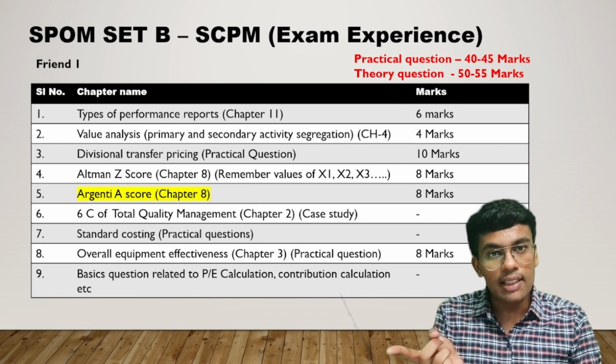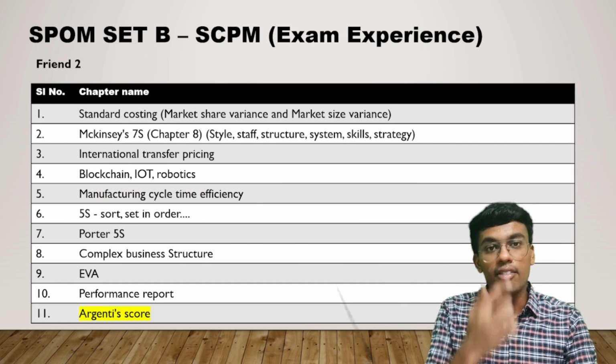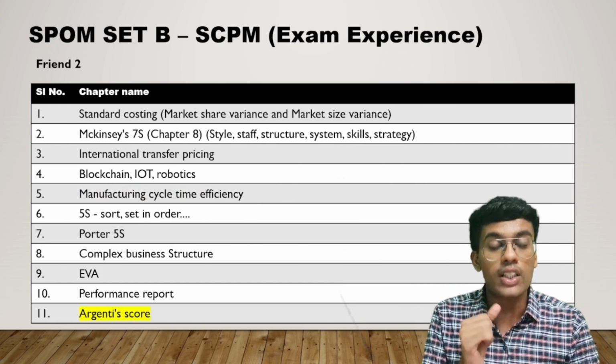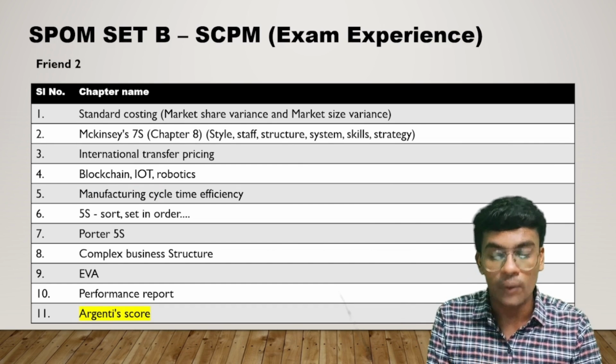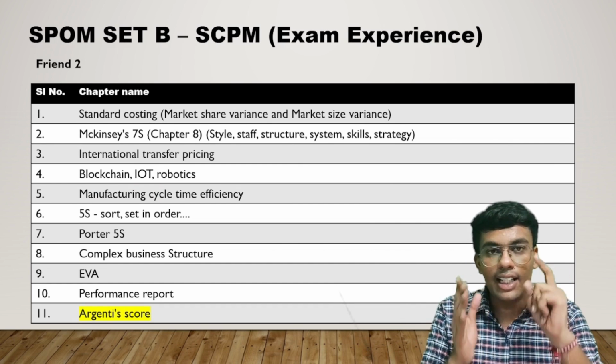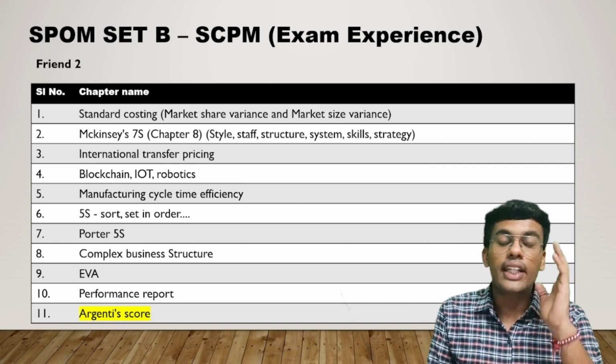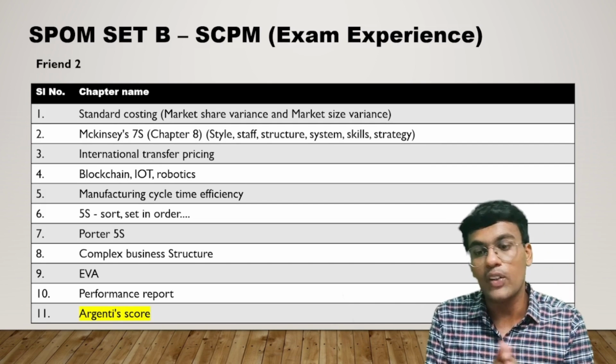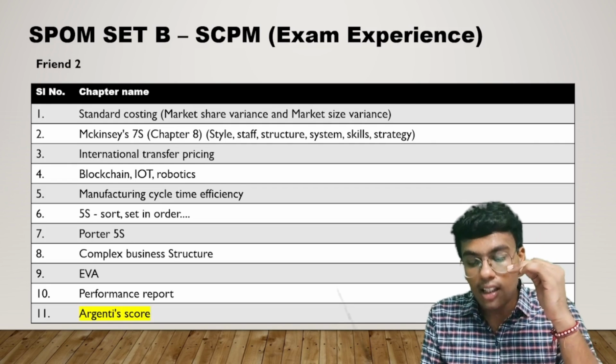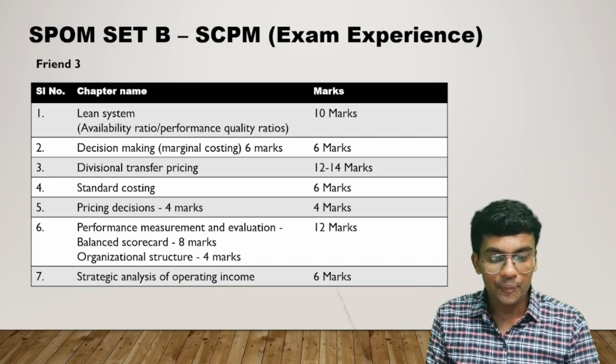Urgency score was in the previous friend's exam also. In the second friend's question paper also, Urgency's score was there. So you can understand that performance reports and Urgency's score are very important topics from which questions are being framed in the examination, and you might see some of these questions in your exams as well.